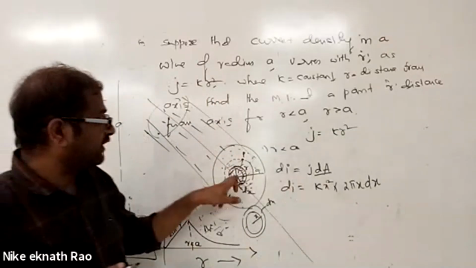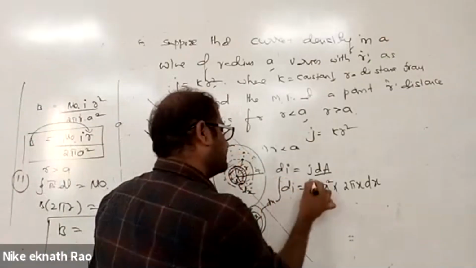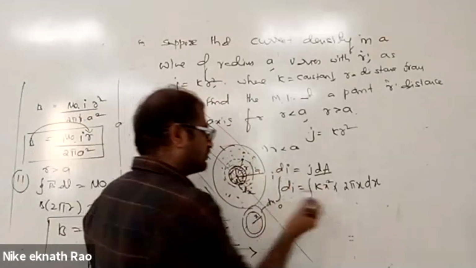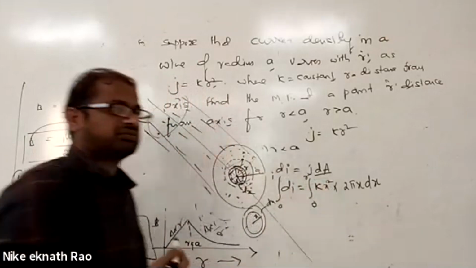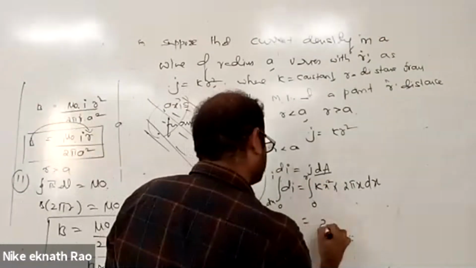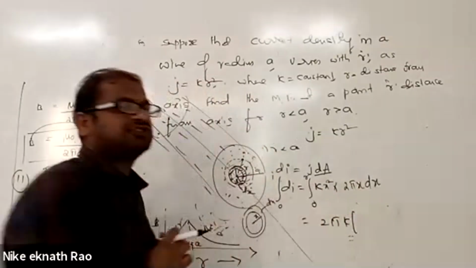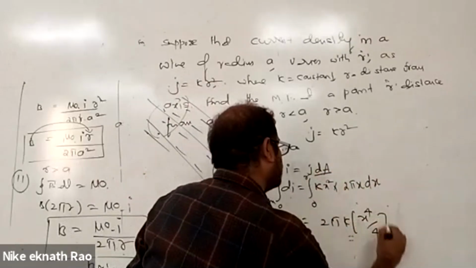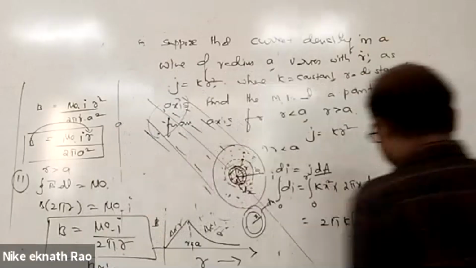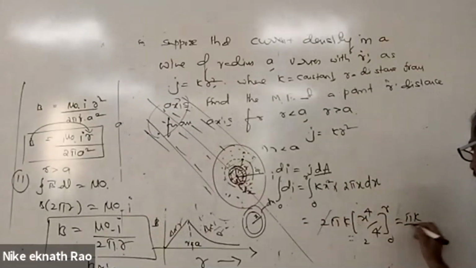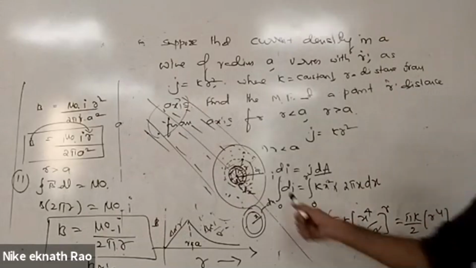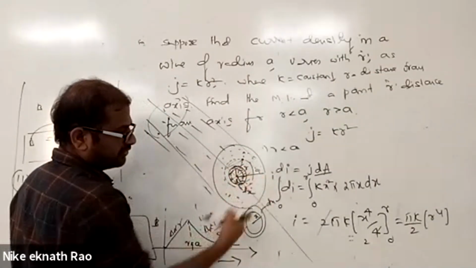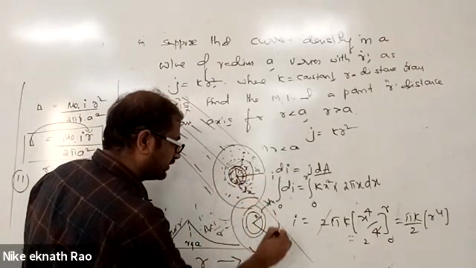The total current I want is from where to where? 0 to R, where R is less than A. Total current means integration. So the current goes from 0 to I, with x from 0 to R. So how much do we have now? 2 pi K into the integral of x cube dx. The integral of x cube dx is x power 4 by 4, from 0 to R. The 2s cancel, so we get pi K by 2 into R power 4. This is the total current up to radius R in this particular system. So up to R, the total current is equal to this much.